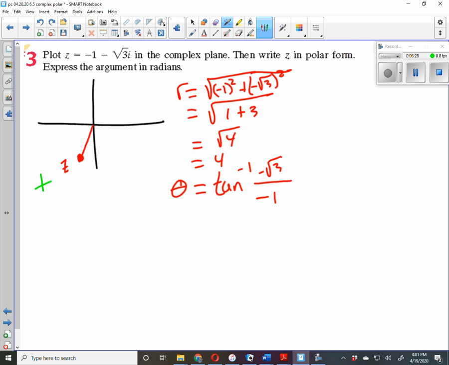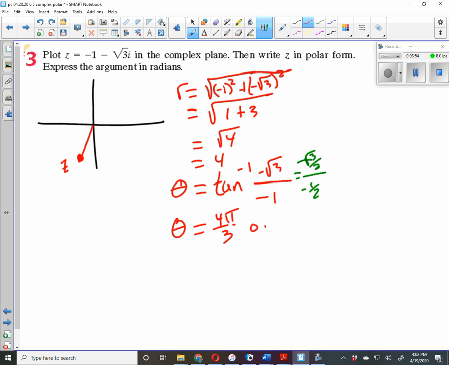So we know that this was probably negative root 3 over 2 divided by negative 1/2. So the y value, right, is negative root 3 over 2. That means theta here in quadrant 3 is 4 pi over 3, or 240 degrees. Okay, so we now put this in polar form.